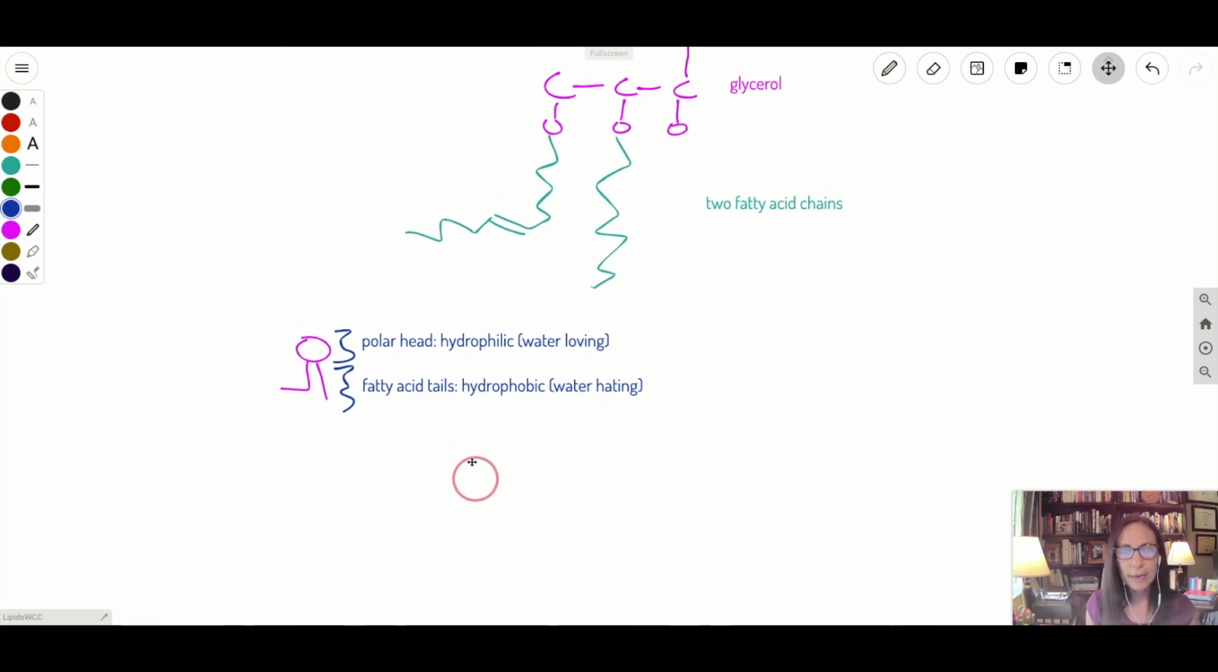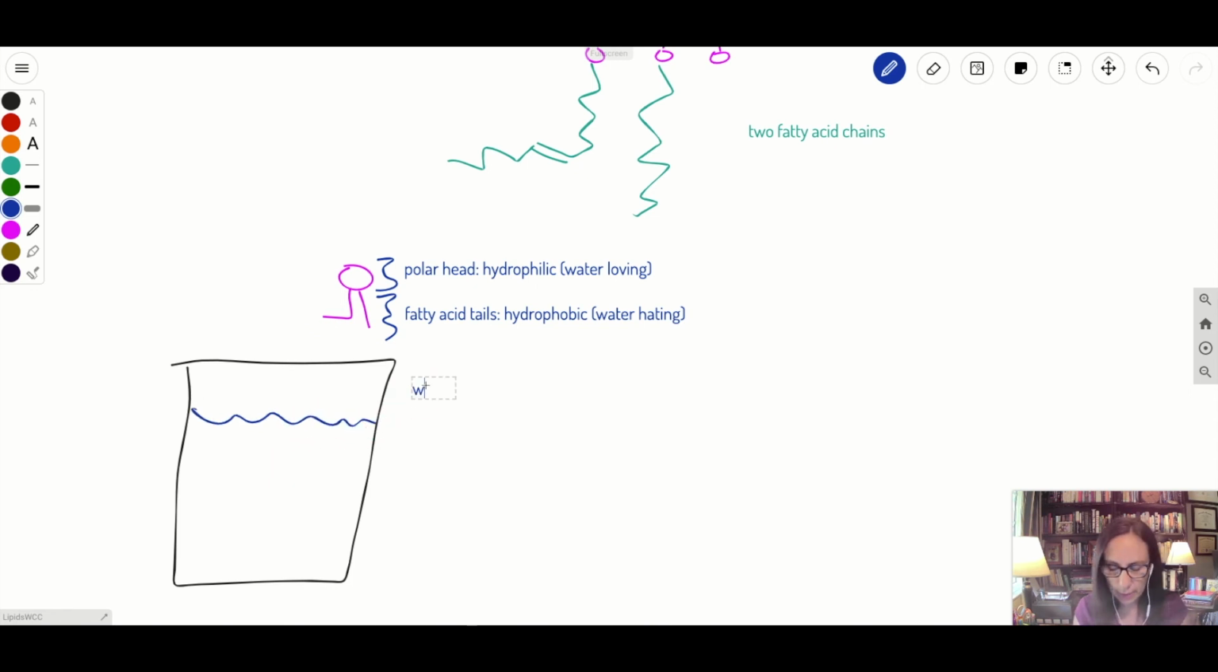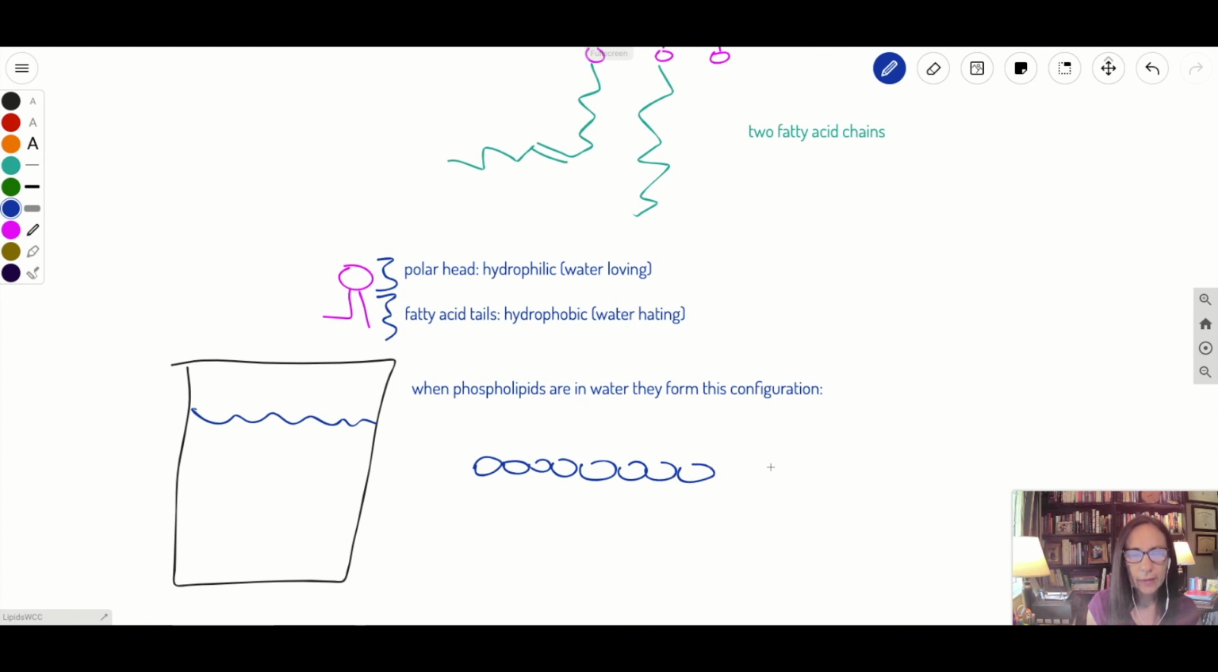All the heads, oh, hang on, let me draw this for you. This is what happens in a cup of water. So let me draw a big cup. Okay, so this is a cup. We're going to have some water in here. Okay, and we're going to write when phospholipids are in water, they form this configuration. What they do is, I'm just going to draw it here since I have room. The heads all come together because they love the water. Okay, and they form a circle.